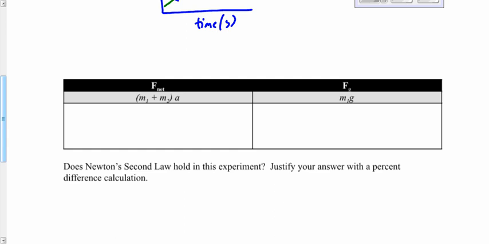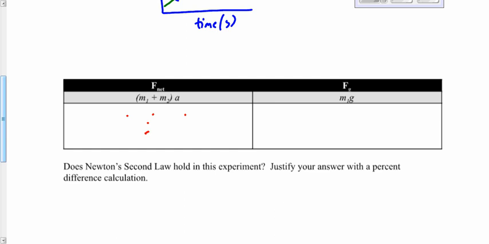Got it? All right, so what we're going to do in the first one is M1 plus M2. M1 plus M2, those are the two masses that you measured, right? The mass of your dynamics cart and the mass of the hanging mass. M1 plus M2, in other words, the total mass times acceleration. That should give us the net force, right? Show that work. Don't just give me a number here. Show the work. M1 plus M2 times acceleration gives me whatever the number is.